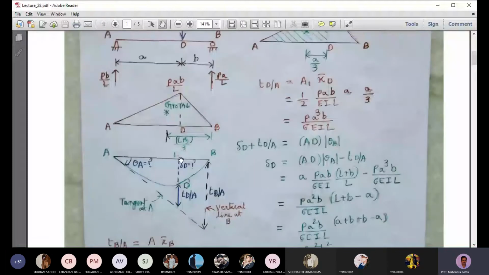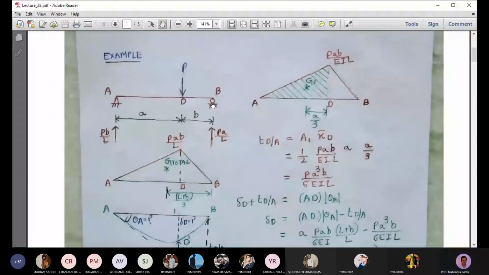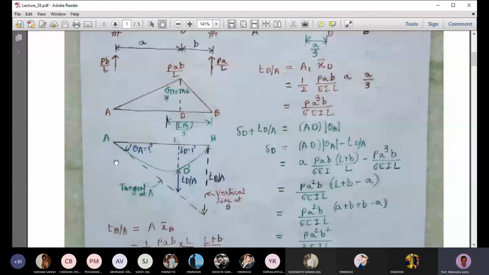So if you want to find what is the rotation at B, what we will do is we'll draw a tangent at B. It will go in this fashion, and then we can draw a vertical at A, and then we can find what is TA by B. And once we find TA by B, we divide by length, and we'll get theta B. Okay, we just have to draw the tangent at B and look at the problem.